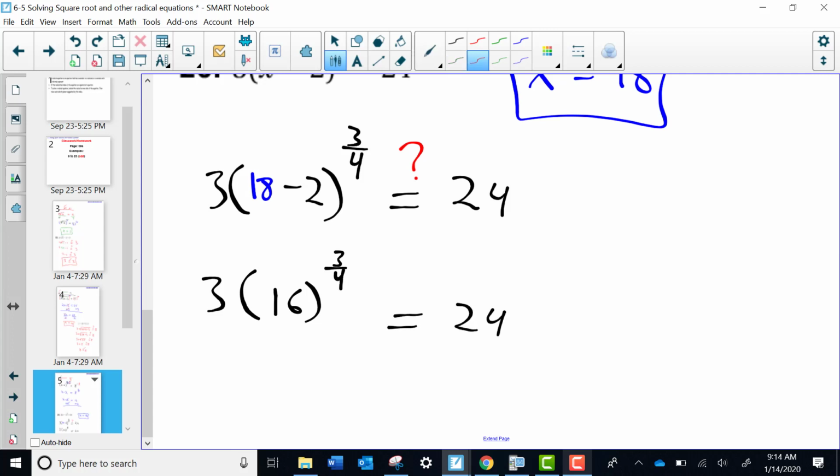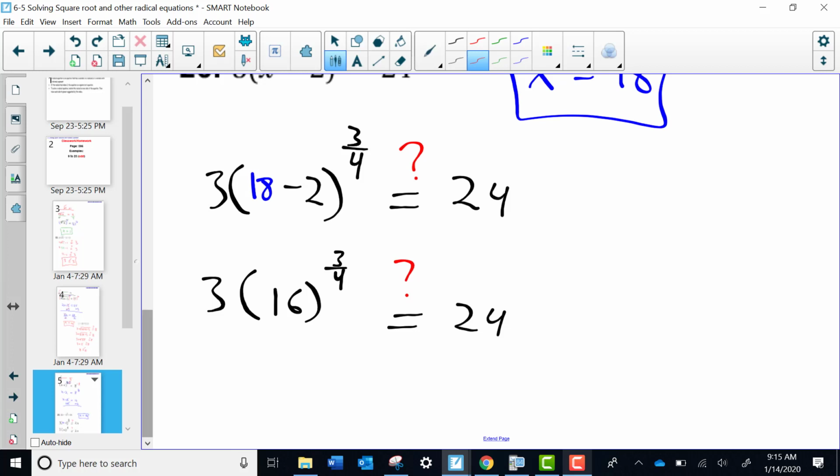Does that equal 24? What do I do next? Do I do 3 times 16 or do I do 16 to the 3/4? Order of operations, which one do I do first? 16 raised to the 3/4. Order of operations.